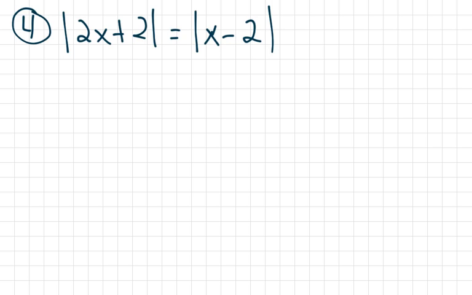Alright, so the first equation, remember with absolute value equations, we need to set up two different equations. The first one is normal, so we'll have 2x plus 2 is equal to x minus 2.